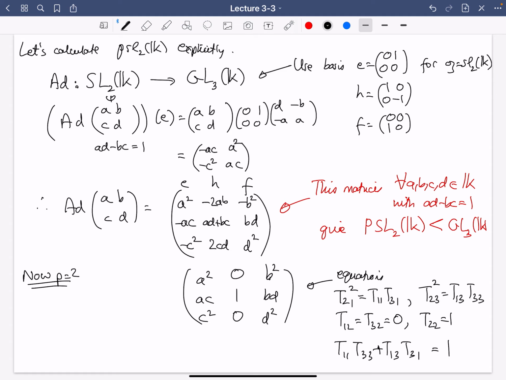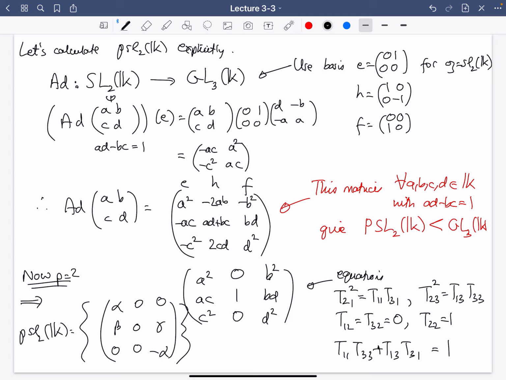And once you've got those equations, now you can easily calculate the Lie algebra little psl2 of K as a subspace of the Lie algebra gl3 of K. From those equations, you get that the Lie algebra psl2 of K consists of all matrices of this form, for all alpha, beta, and gamma, sitting inside gl3 of K. So hopefully you see that calculation is quite tractable.